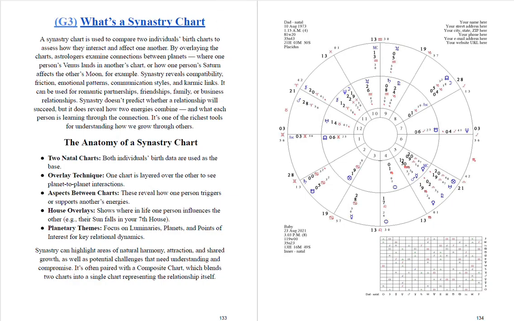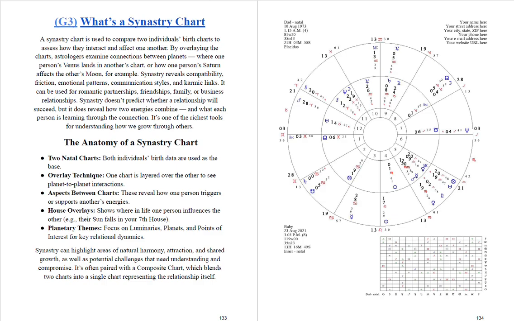In our last video, G2, we talked about what is a birth chart, and we went over the basics of what's involved with the birth chart. In this video, What is a Synastry Chart, we'll look at how two birth charts put together can tell you more about what the compatibility is between two people. So let's read from the paragraph here.